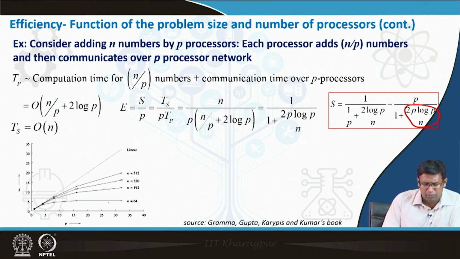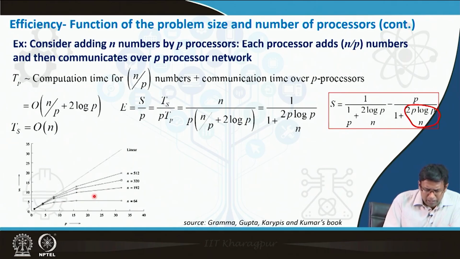Even if we are increasing the number of processors for a small problem, we are not seeing any change in speed up. For a larger problem, there is some change in speed up. However, speed up does not increase much if we increase the number of processors. Initially it increases, but then it becomes almost flat.